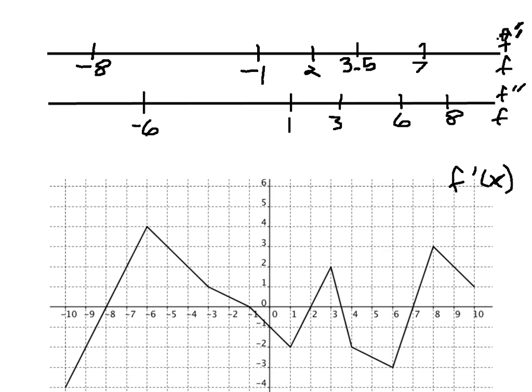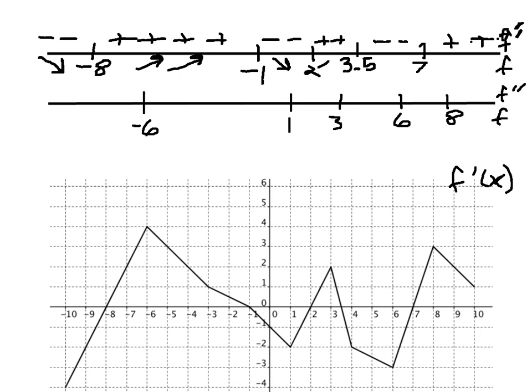So f prime is negative until I get to -8, and then it's positive on this whole interval, and then negative here again, and then it's positive on this tiny interval, and then we're negative here, and then positive again. Okay, so what does that tell me? Well, that tells me that f of x will be decreasing, and then increasing, decreasing, increasing on that tiny bit, decreasing there, and then increasing again.